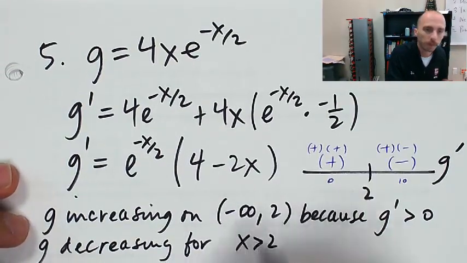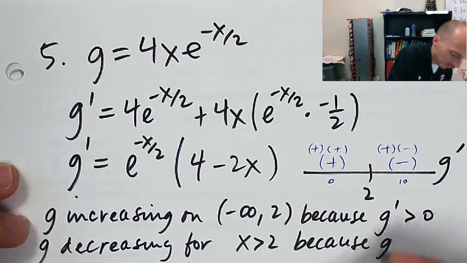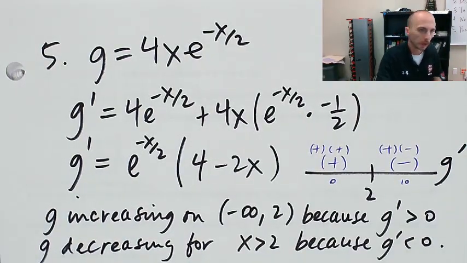And you don't have to write it as an interval. You can write it as an inequality. Because that is where g prime is less than 0. Right? Over here, it would determine it was negative.